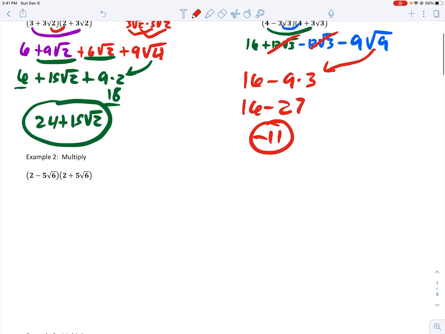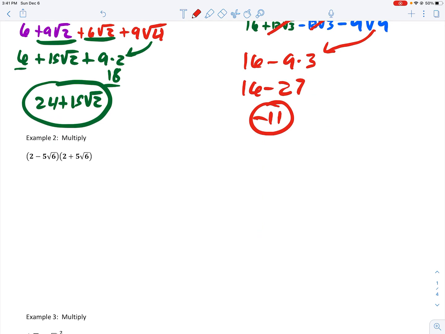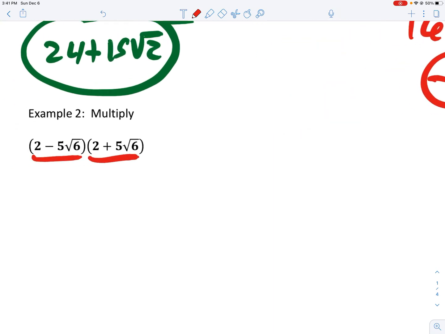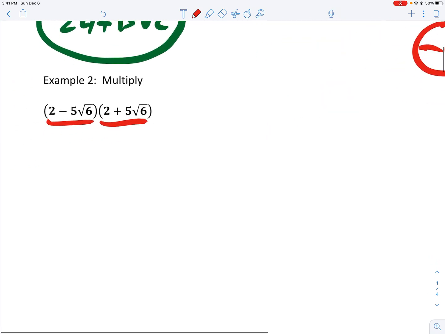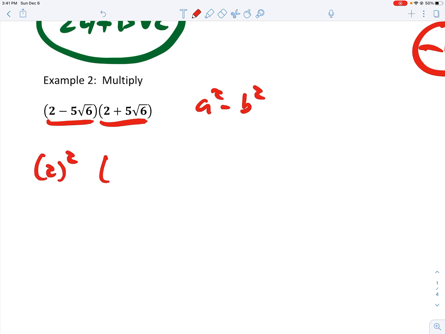Okay, example 2, multiplying. Again, just like the last one we just talked about, that's a difference of squares. The only difference between the two binomials is one's minus, one's plus. So I can take A, which would be 2. So I'm going to take A squared minus B squared. So A is 2, B is 5 root 6. Square it and subtract it. So this part would be 4.